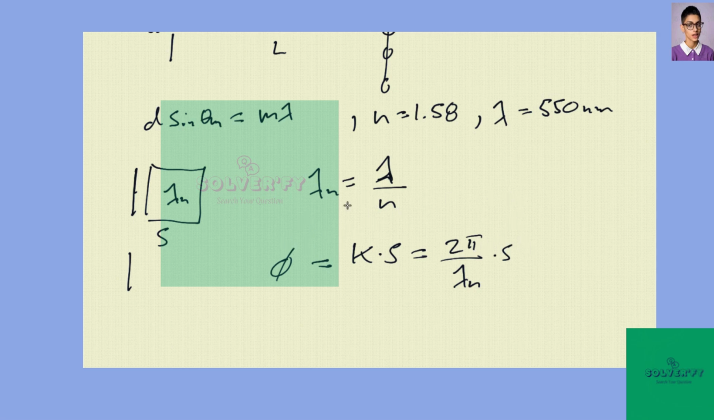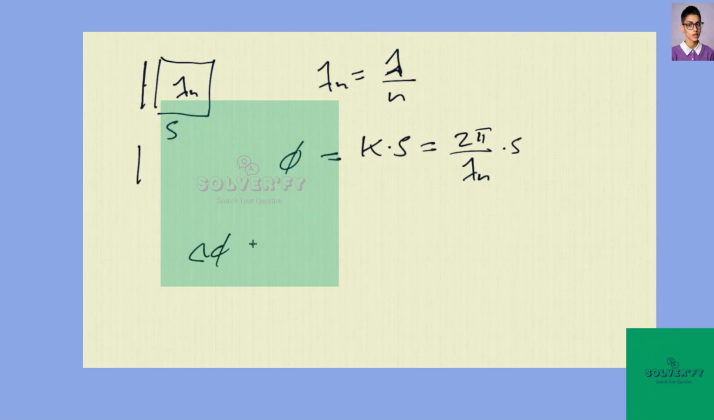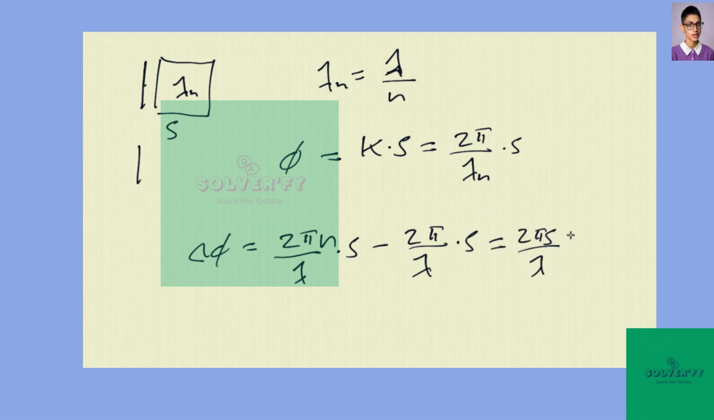Now the phase difference is just the phase of this one minus the phase of the bottom one. So delta phi is 2 pi over lambda over n, so the n is on top, times s, minus the phase where there's no piece of mica, which is 2 pi over lambda, with n equals 1, times s. This is equal to 2 pi s over lambda times n minus 1. So that's the phase difference.